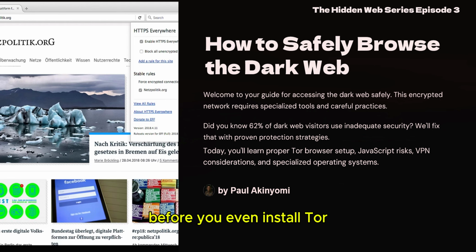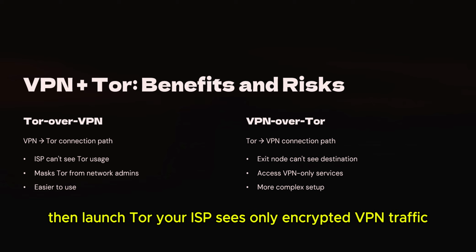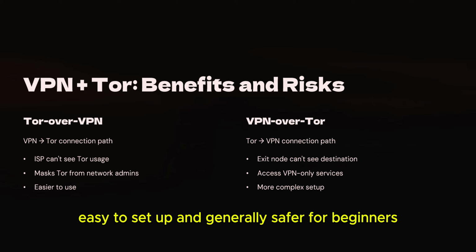Before you even install Tor, let's answer a big question. Should you use a VPN with Tor? There are two ways to combine them. VPN, Tor, also known as Tor over VPN. You connect to a VPN first, then launch Tor. Your ISP sees only encrypted VPN traffic, not Tor. It hides Tor usage from network admins. Easy to set up and generally safer for beginners.